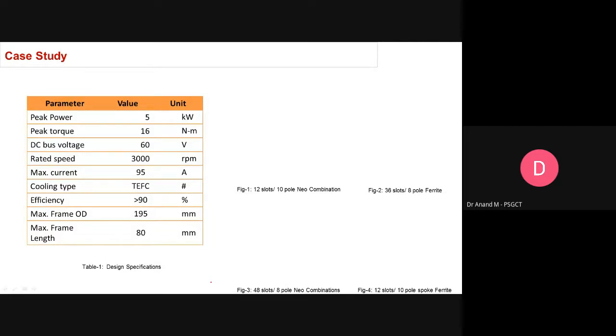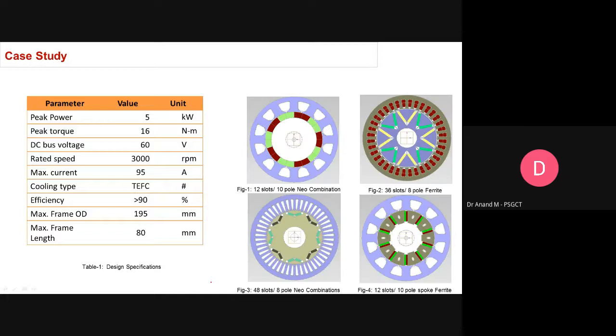Here we could see a typical case study. It is a two-wheeler motor, and we have done the case study for a mid-drive system. Here we worked with different slot per pole combinations, and the effect of the magnetic grades has also been taken into consideration. Figure 1 is a 12/10 with a neo combination, neodymium iron boron, with an SPM type rotor. The second comes with a 36/8 combination with a ferrite type. The third comes with the 48/8 combination with neo, and the fourth comes with the 12/10 with the spoke type of ferrite.